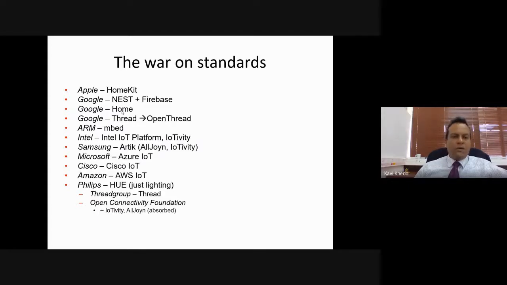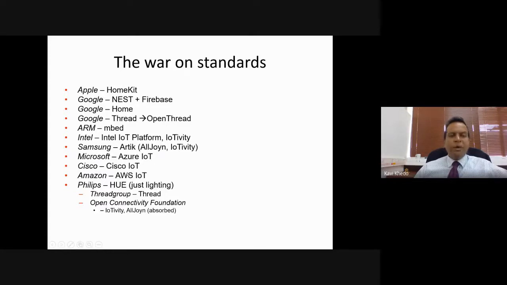Like you have Apple, which has got something called HomeKit. You have Google with its Nest and Firebase. You have Google again with something called OpenThread. Intel with its Intel IoT platform, IoTVT for short. Samsung also is there, Microsoft with its Microsoft IoT Azure, Cisco IoT, Amazon with its AWS IoT. So I'm going to introduce you to some of these today.